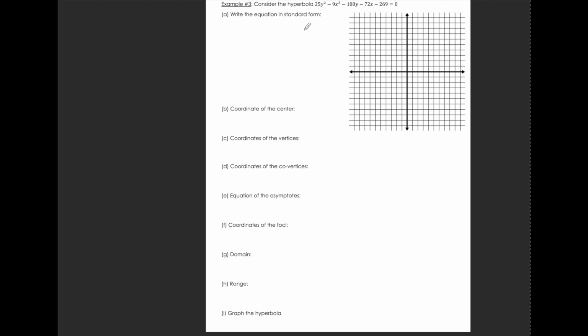So I'm going to group my y terms, group my x terms, move the constant over to the other side of the equal sign, and then we'll go from there. My next step is to factor out a GCF of the y terms and of the x terms, not including the variable, just using the coefficient. So I'm going to factor out a 25 for the y's, and I'm going to factor out a 9 for the x's.